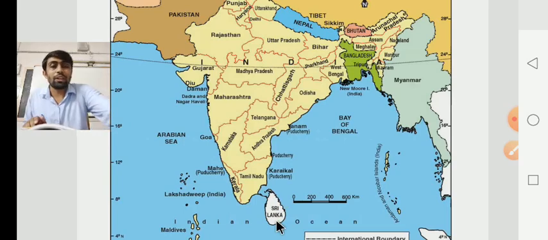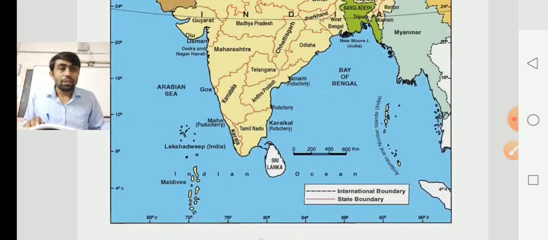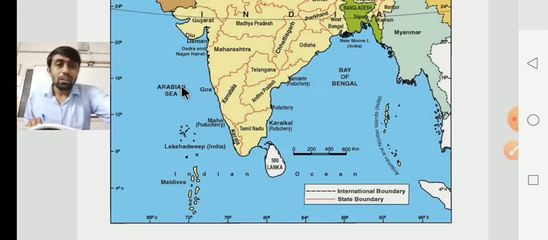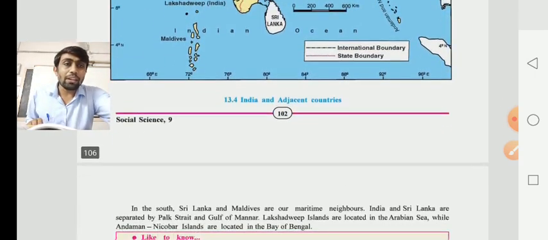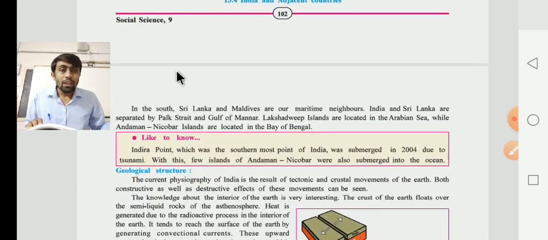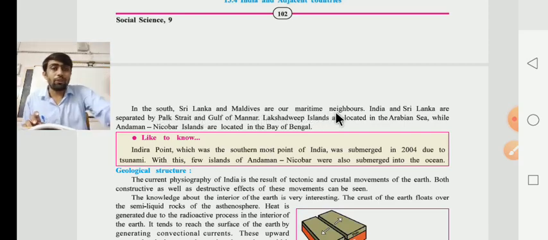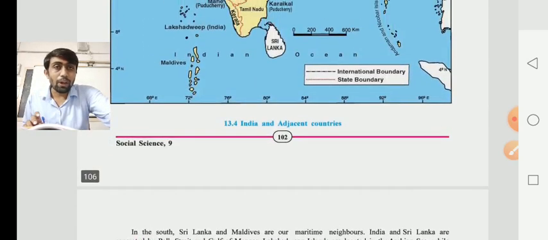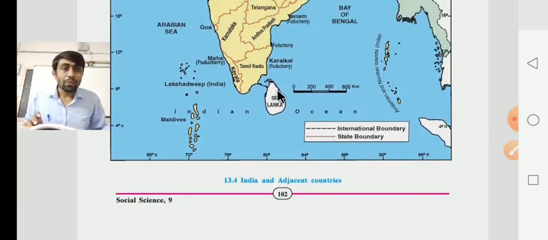Here Sri Lanka is there. Now here the Bay of Bengal, Indian Ocean, Arabian Sea. So these are all India and the adjacent countries. In the southern direction, Sri Lanka and Maldives are our maritime neighbors. If you look at the southern part of India, here Sri Lanka is there, here the Maldives are there.